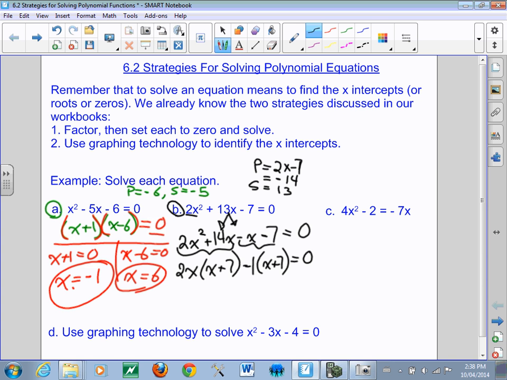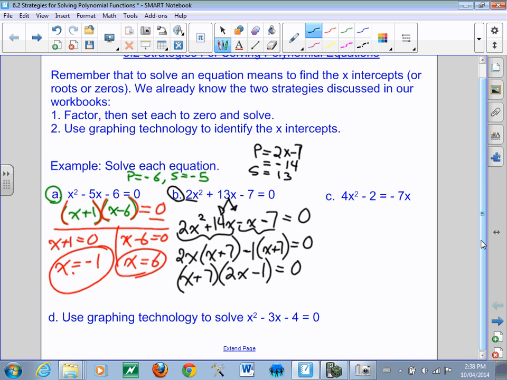We notice that we've got a common binomial, so it's x plus 7 times the leftovers, which will create the second factor. Now remember, in order for this left side to equal right side, you need to solve each bracket. So you're either going to have x equals -7, or you're going to get x equals 1 over 2. Okay, so those are your answers.